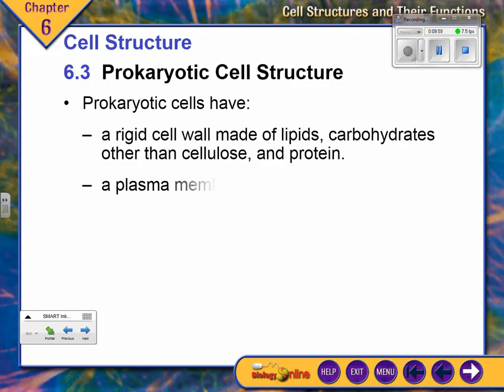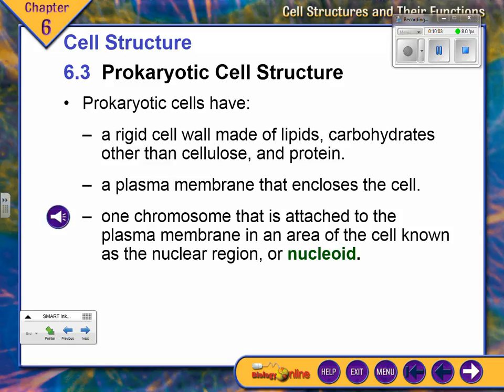Okay, you need to remember that prokaryotes do have a cell wall. Of course, they have their membrane. They don't have a nucleus, but the area where they have their chromosome is called the nucleoid. Maybe underline that, circle it. I do want you to remember they have one chromosome. It's a circular shaped chromosome.